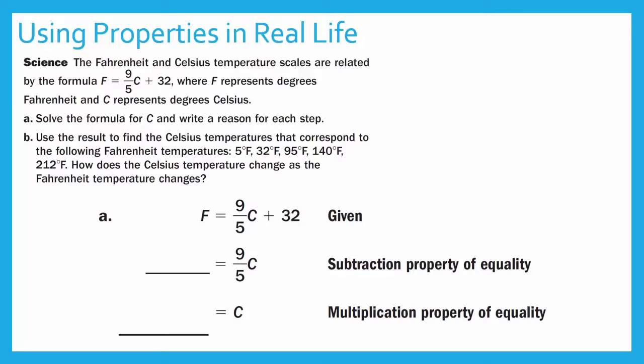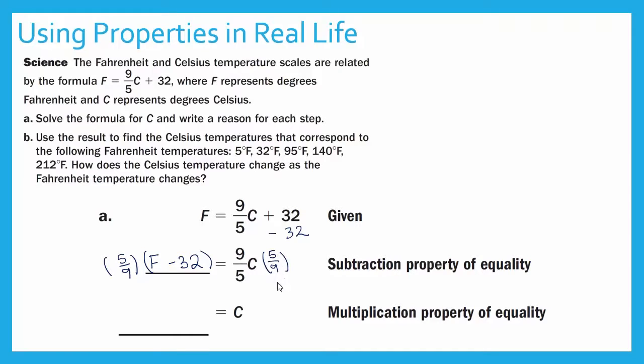This is a very useful equation because many countries do not use Fahrenheit to measure temperature. They actually use Celsius. So it's important to know how you can go between Fahrenheit and Celsius and use both of those equations. So we start off by trying to isolate C of our original equation of F equals 9/5 C plus 32. So the first step is to subtract 32 on both sides because I want to get this 9/5 C by itself. So I get F minus 32 is equal to 9/5 C, and that's using the subtraction property of equality.